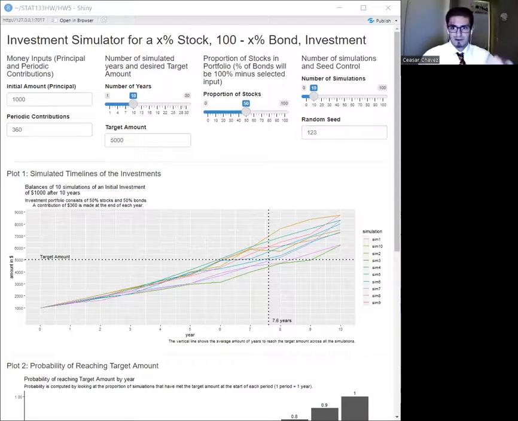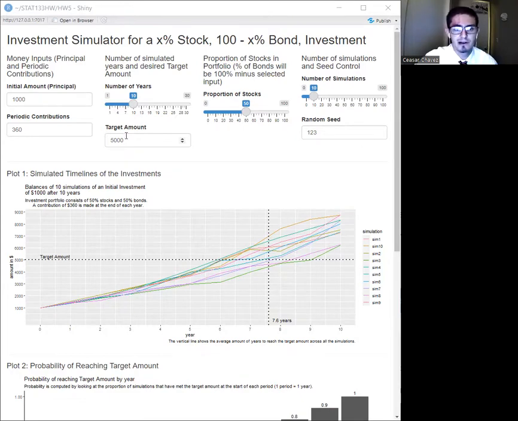And let's go ahead and look at my Shiny app. So this is an investment simulator for an X% stock, 100 minus X% bond investment. So the first column of inputs that the user is able to change are the money inputs, that being initial amount and periodic contributions, both of these being a numeric input.